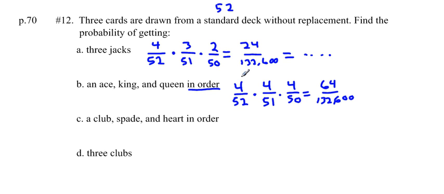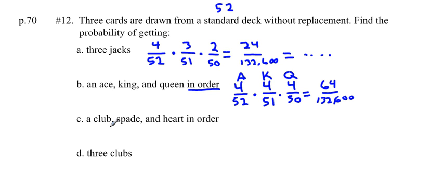Now, let's talk about this in order stuff. Well, for this situation, we had the ace first, and then the king, and then the queen. This problem gets a whole lot more complex if these words in order are not there, because then it could be king, ace, queen, king, queen, ace, queen, ace, king. There's a bunch of different possible orders that this could be in. So when you see the words in order, it actually makes the problem simpler because we only need to think about this one specific order: ace, then king, then queen.